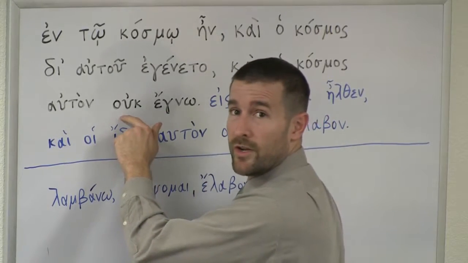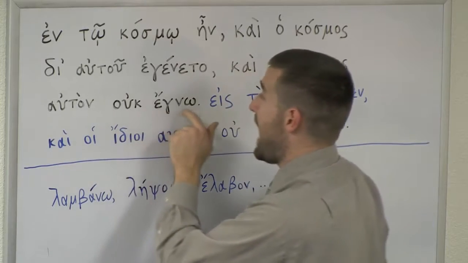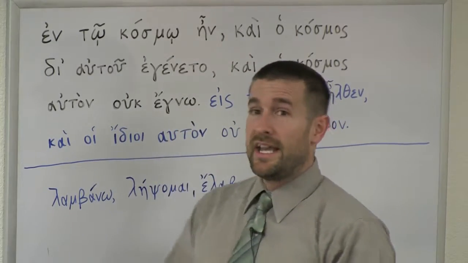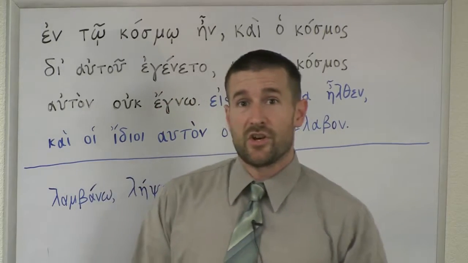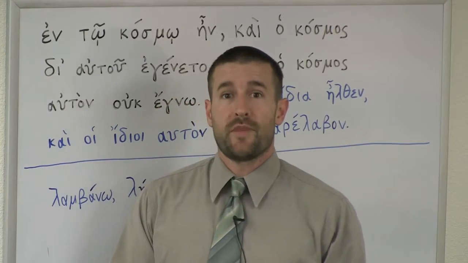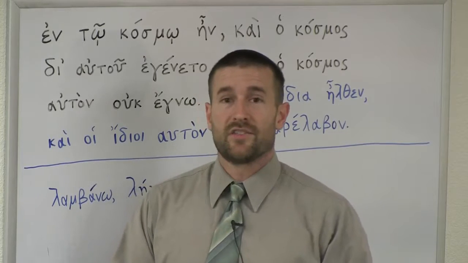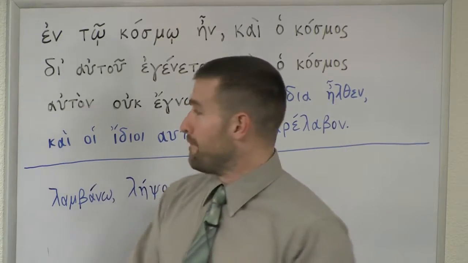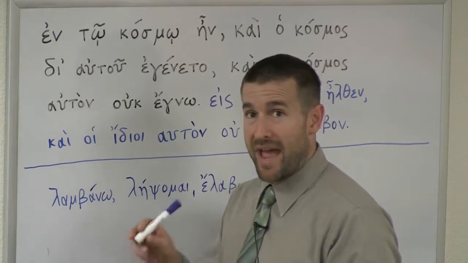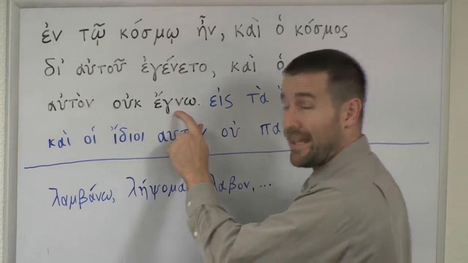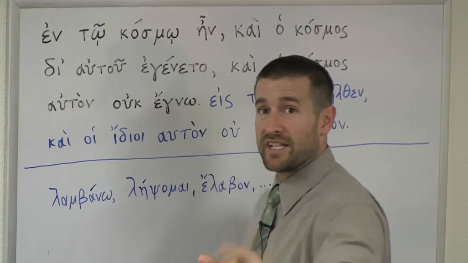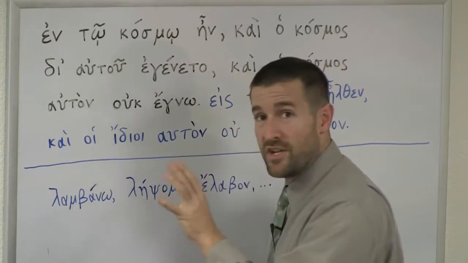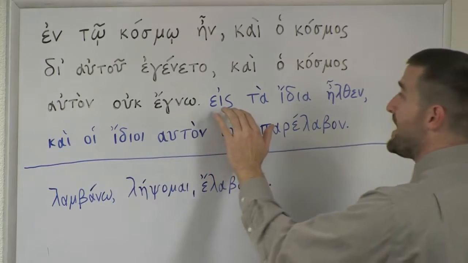Ouk, of course, means not. Egno means knew, the past tense of know. In the dictionary, this word would be under ginosko, which means I know. It's almost the same as the Spanish word conozco, for those of you who speak Spanish. Ginosko, in the past definite, is egno. We're going to come back to that because I want to explain more about the aorist past in this lesson. But before we do, let's go on to verse 11.